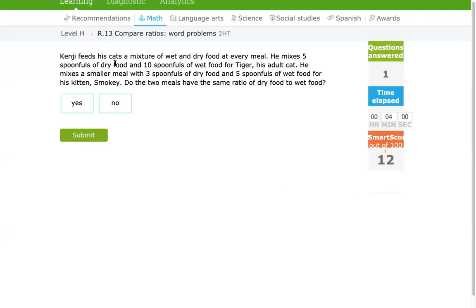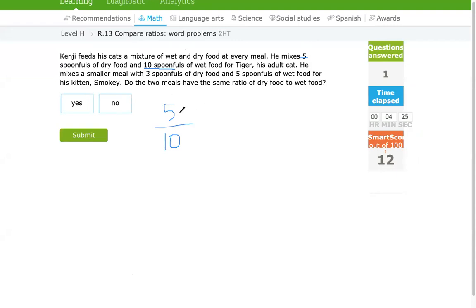All right. Kenji feeds his cat a mixture of wet and dry food at every meal. He mixes 5 spoonfuls of dry food and 10 spoonfuls of wet food for Tiger. So let's go ahead and deal with Tiger. He has a 5-to-10 ratio here. For every 5 scoops he gets of dry food, he gets 10 scoops of wet food.